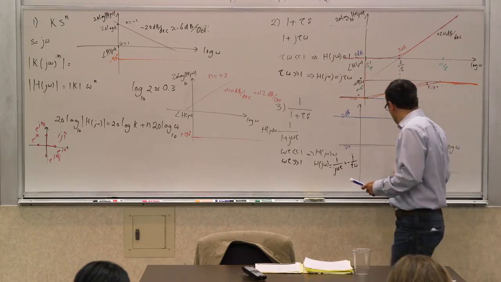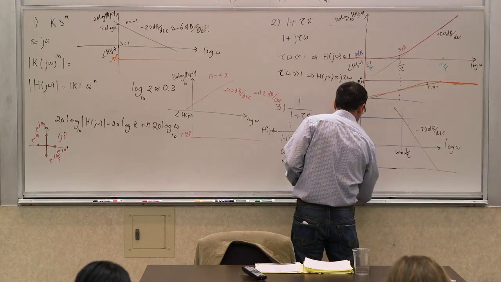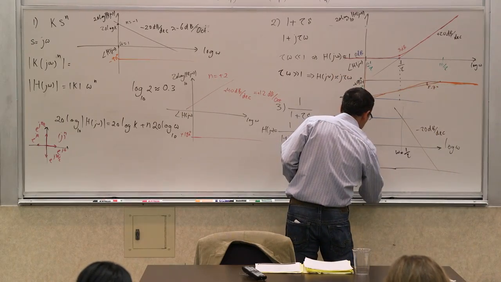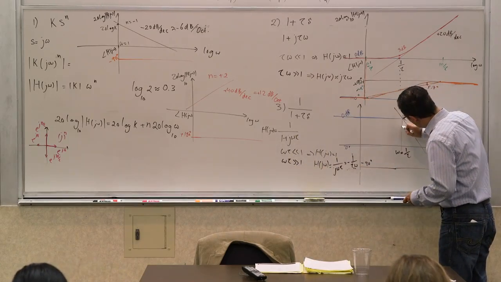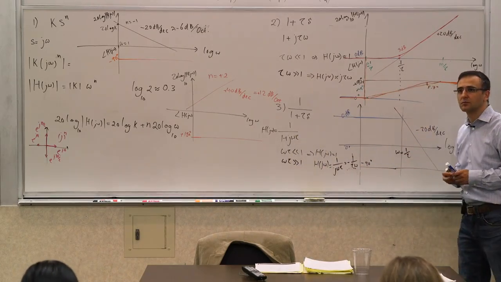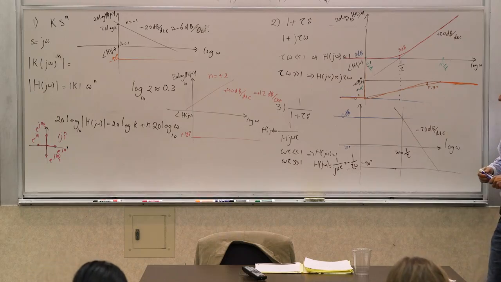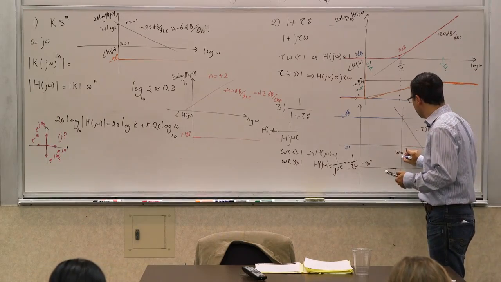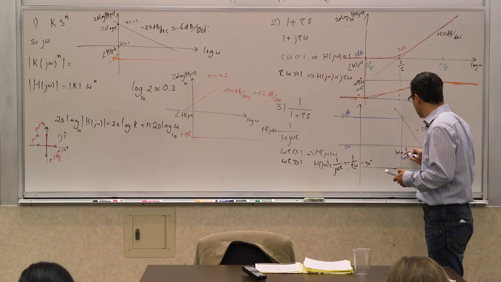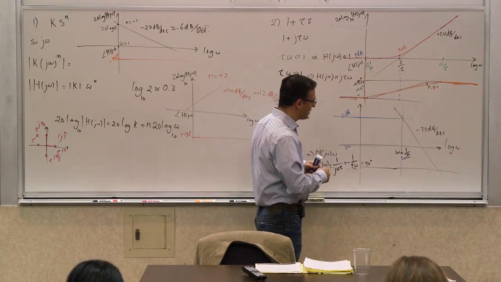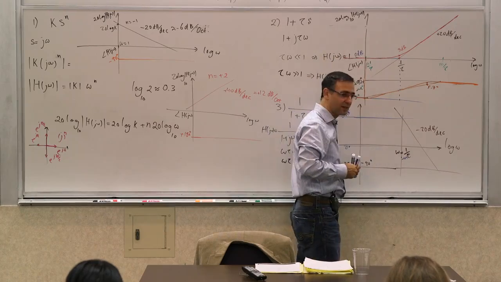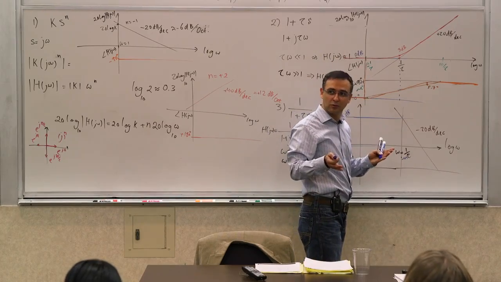Negative 90, exactly. So negative 90 degrees. Well, let's put it here. Negative 90 degrees. And what is the phase exactly at this point? Negative 45, yes. So this is going to be negative 45 here. And where do we start if you want to have the transition, since it's the first order transition? A decade below to a decade above.